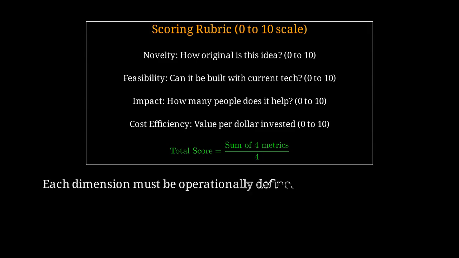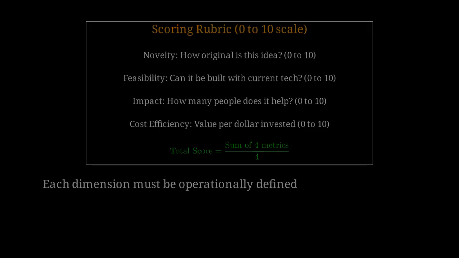Each dimension must be operationally defined. For example, novelty could be defined as 0 means already exists commercially, 5 means new combination of existing ideas, 10 means fundamentally new approach never attempted.